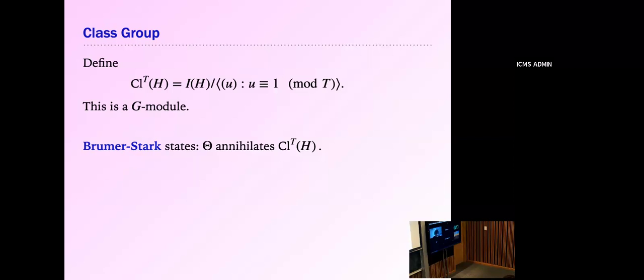The usual class group is you take fractional ideals and you mod out by principal ideals. So that's what I'm doing, except I only want to mod out by principal ideals generated by elements that are congruent to 1 modulo T. And the Brumer-Stark conjecture essentially states that this theta annihilates the class group. And I probably should have explained this.